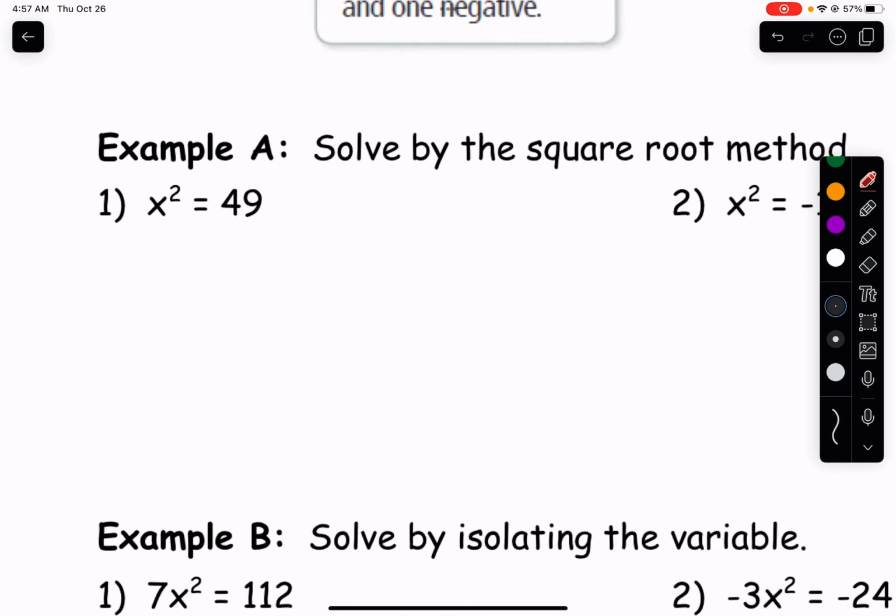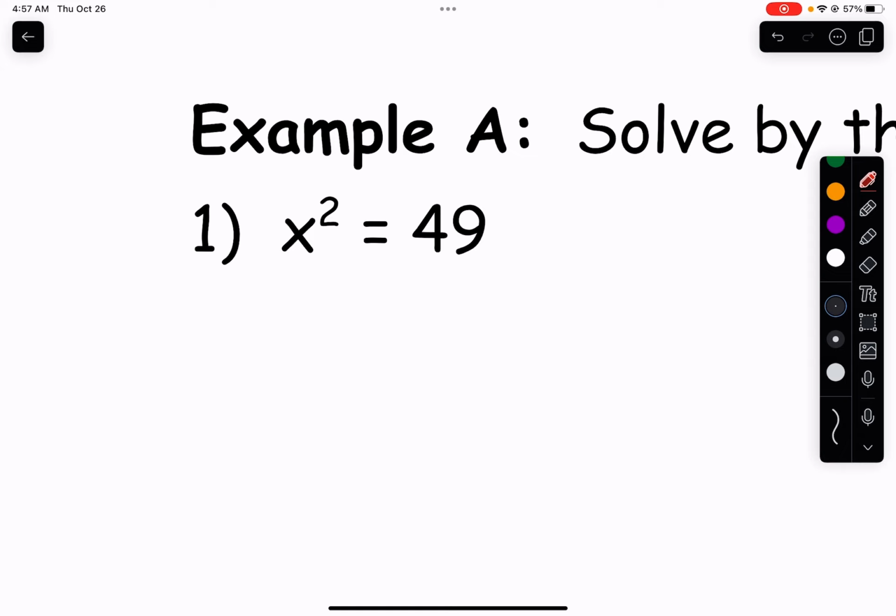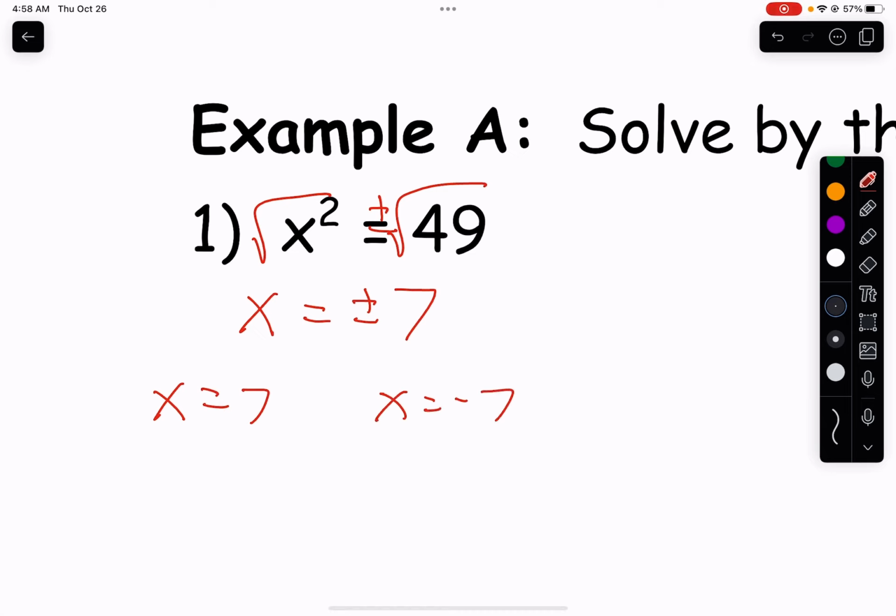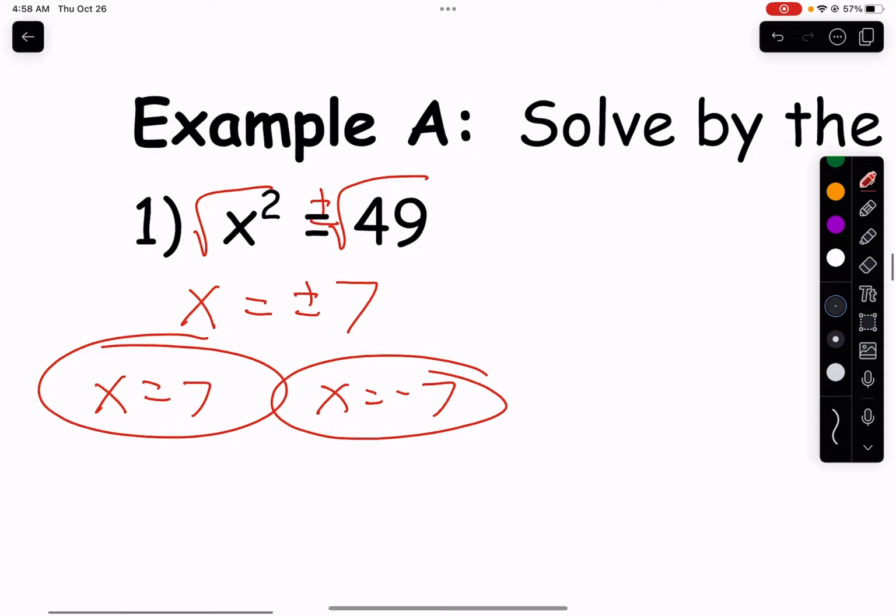All right, so let's try this one. Here, the x squared is already by itself. So all we have to do is take the square root of both sides, and when you add in the square root symbol, you have to add in a plus minus. So we get x equals plus minus 7. So you can say like x is 7 and x is negative 7. So those are our two solutions.